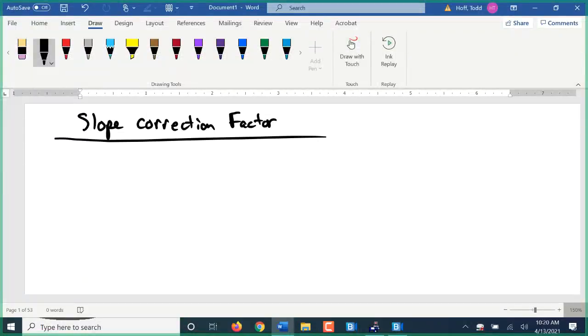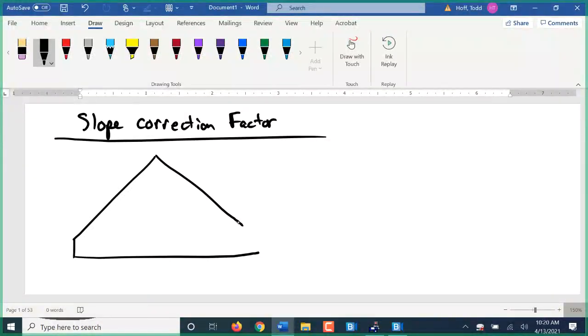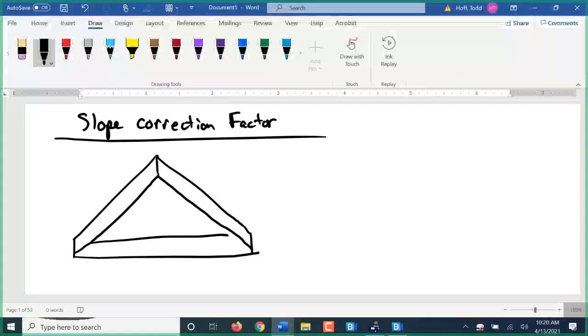To talk about the importance of a slope correction factor, we need to talk about basically how a little bit of roof engineering is done. Let's just take a basic truss here. And we know that it's made up of certain materials, whatever. And probably some extra webs to make it stronger. Something like that.